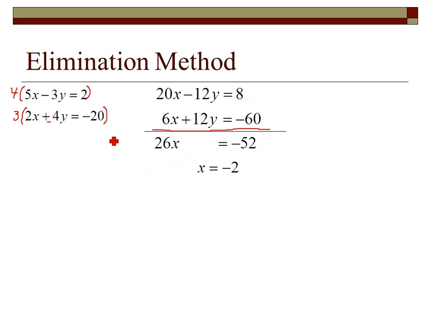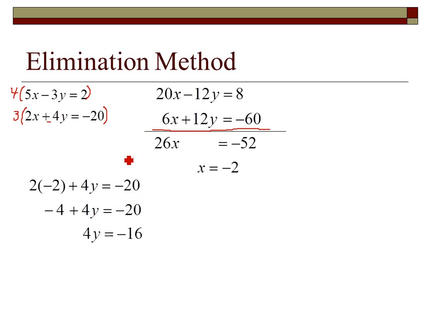Now I can plug back into either equation. I think the bottom one might be a little bit easier. So I'll plug in negative 2. I get negative 4 plus 4y equals negative 20. 4y equals negative 16. So y equals negative 4. This gives me my final answer that x equals negative 2 and y equals negative 4. Or I can basically write it as a coordinate pair as shown.